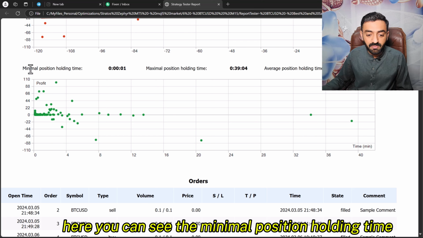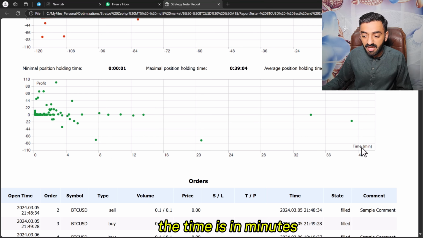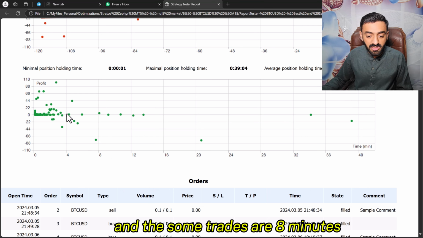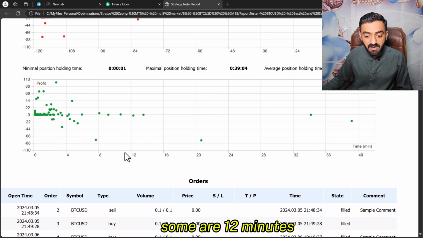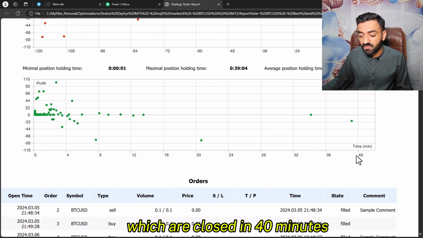Here you can see the minimal position holding time. This means most of the trades are closed within 4 minutes. The time is in minutes, and some trades are 8 minutes, some are 12 minutes, and there are very few trades which are closed in 40 minutes.